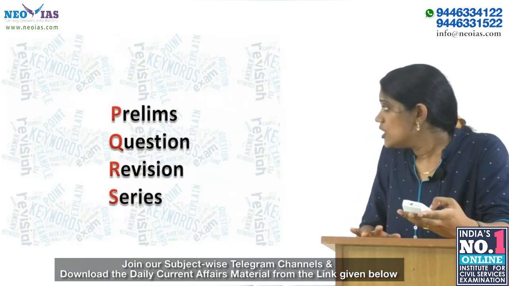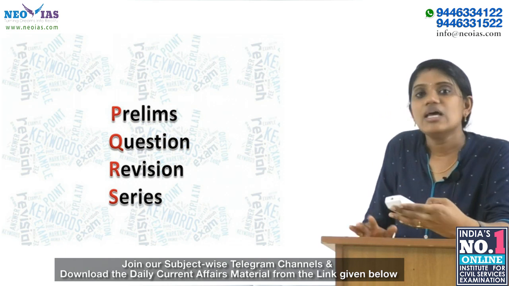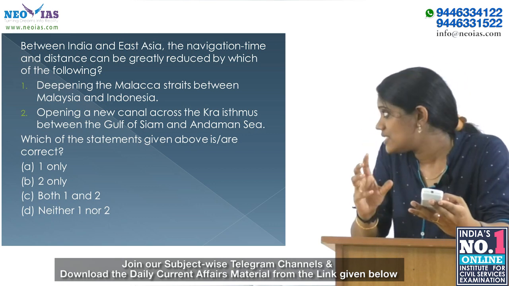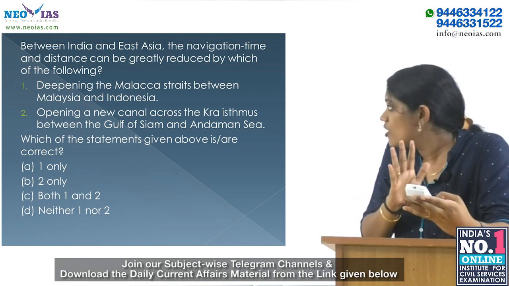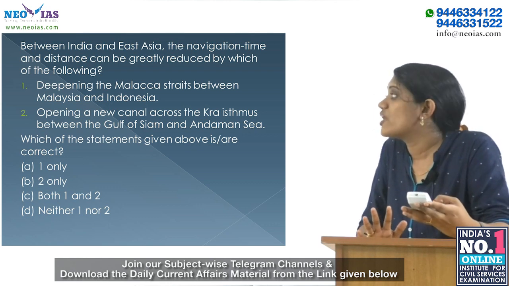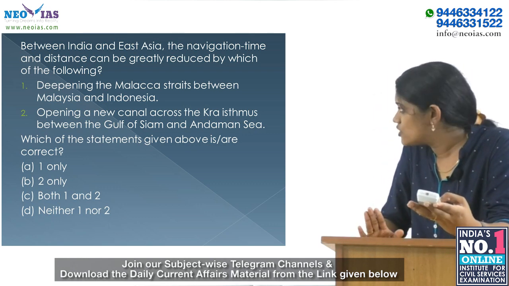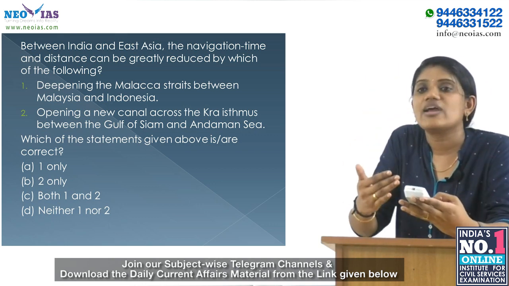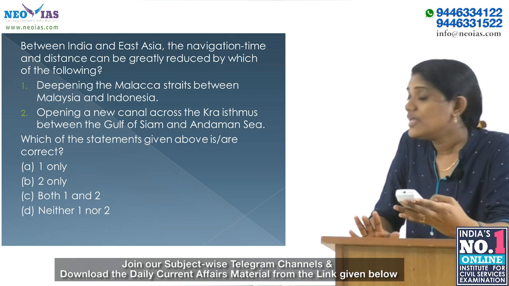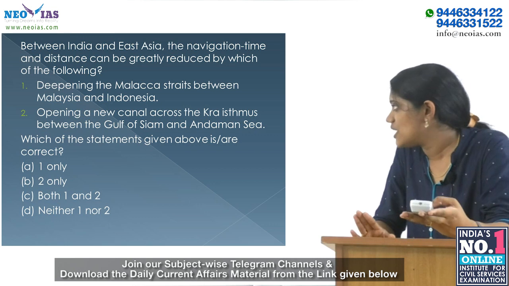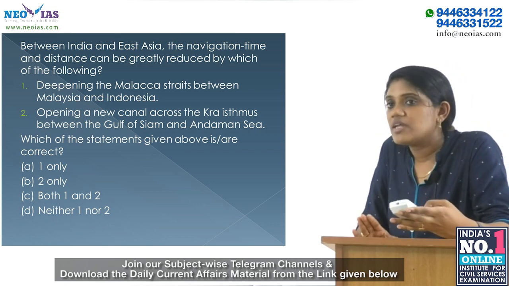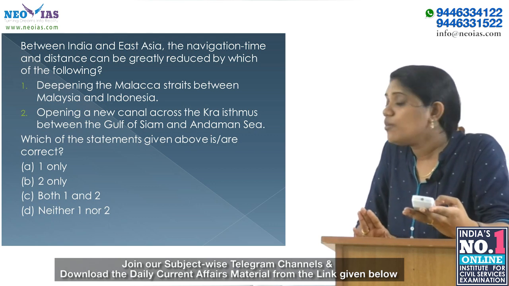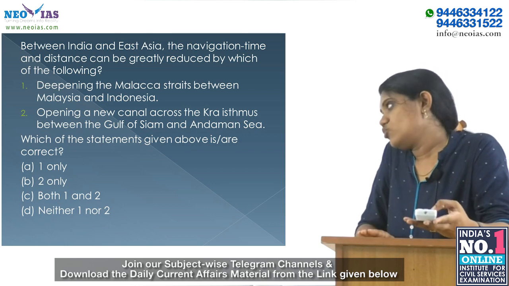Okay. So today in Prelims question revision series, your question is: between India and East Africa, the navigation time and distance can be greatly reduced by which of the following? And you have been given two options. They are: one, deepening the Malacca Strait between Malaysia and Indonesia, and option 2, opening a new canal across the Kra Isthmus between the Gulf of Siam and Andaman Sea. So these are the options. So which of the statements given above is or are correct? Option A, 1 only, B, 2 only, C, both 1 and 2, and D, neither 1 nor 2.